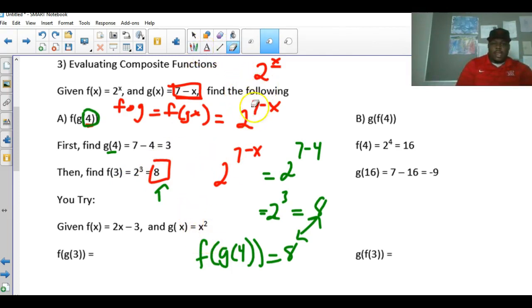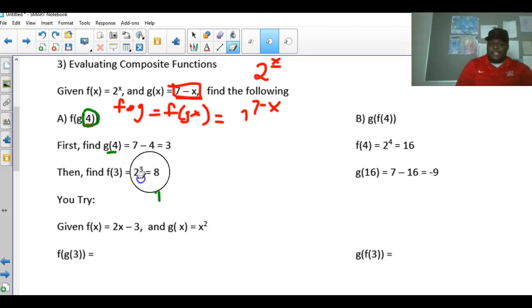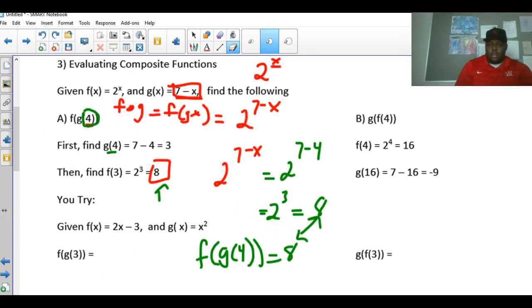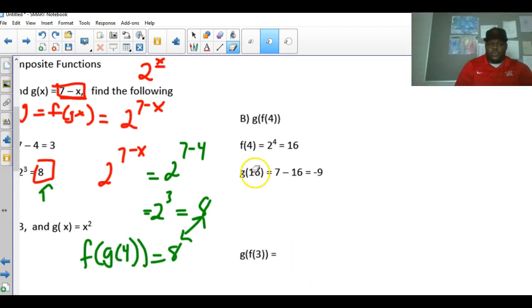For me, I like just doing the composition, and then plugging in what I need to evaluate. You know what I'm saying? I plugged in the 4 right here once I simplified it. And boom, got the same answer. Same as that way, guys. It's doing the same thing. It's just written differently, I guess. I'm going to leave that right there so you guys can see it if you need to.